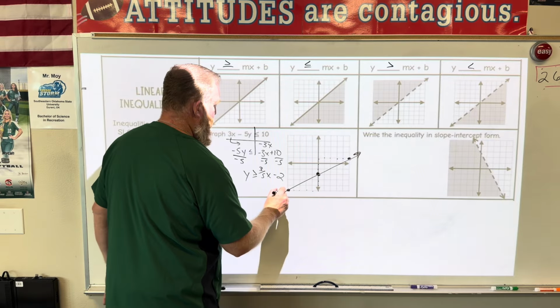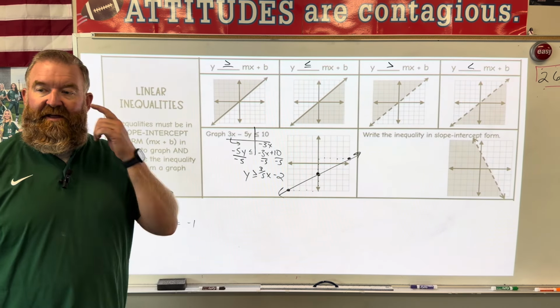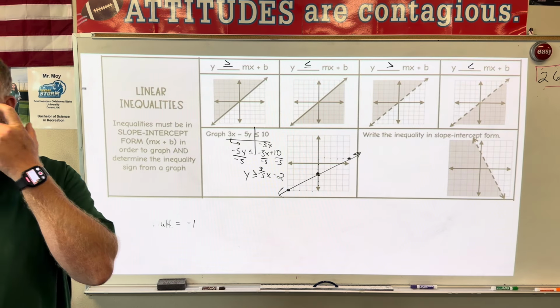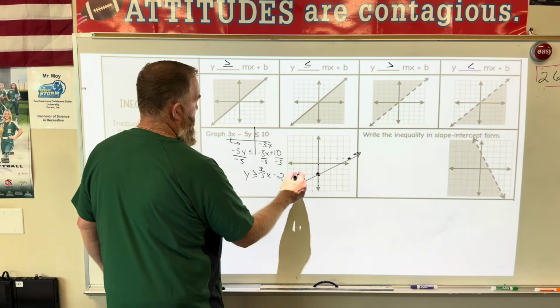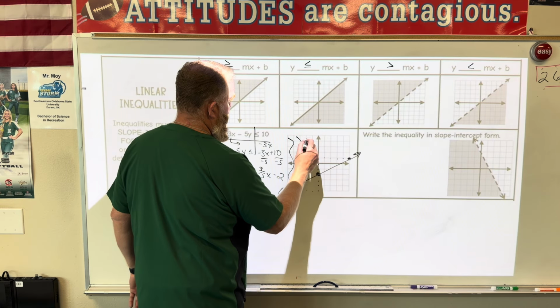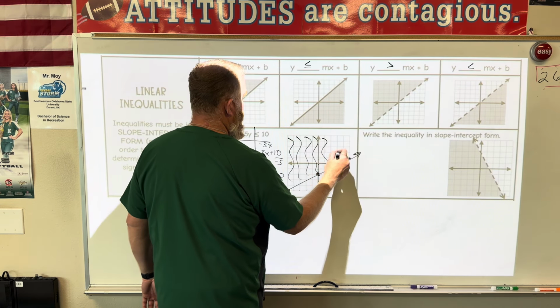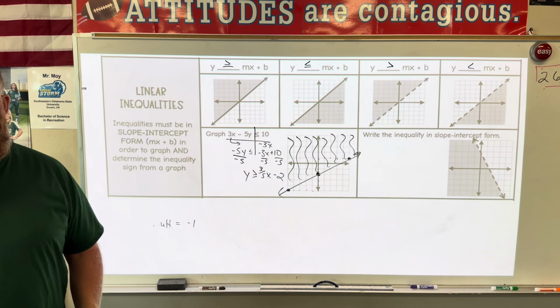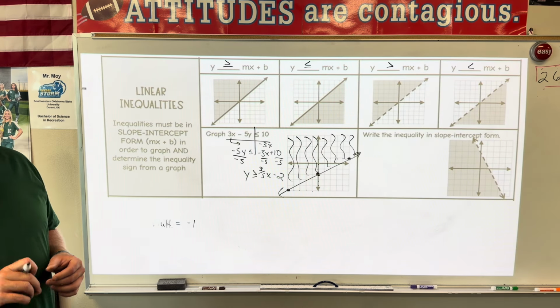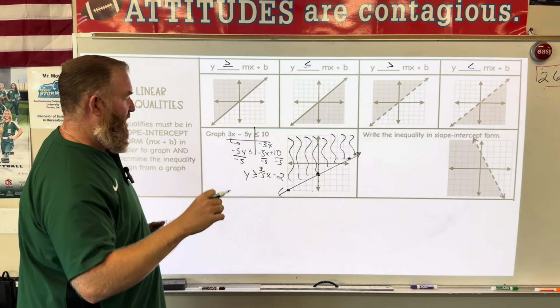Solid. Now, here's where it's a little trickier. Greater than or equal to. So which way do I shade? Y above, because it's greater than. So everything in here should be true. Yes? What's the point we always check if it's not on the line? 0, 0. Okay, let's check it.